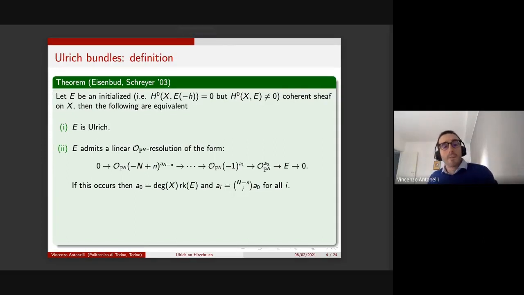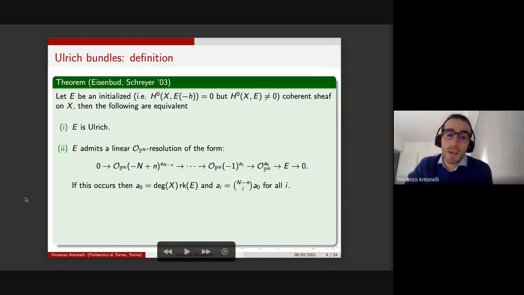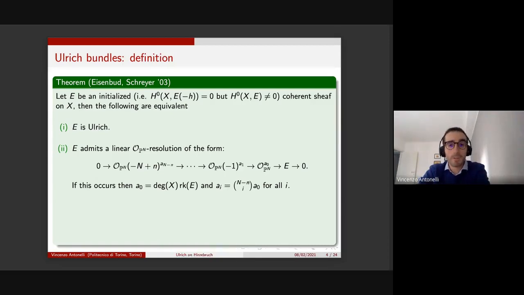The second one is that the coherent sheaf admits a linear resolution over the ambient space. So we're considering a variety X embedded in a projective space, and here we have a resolution over the projective space. And this resolution is linear in the sense that the maps can be represented by matrices of linear forms, so degree 1 homogeneous polynomials.